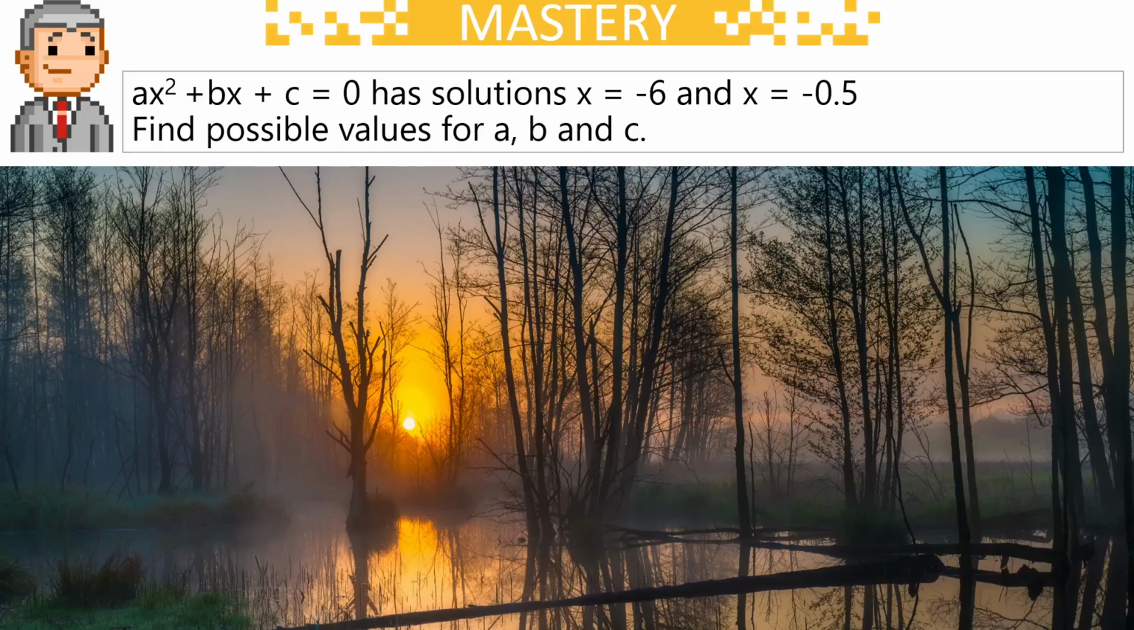Let's finish on this. ax squared plus bx plus c equals 0 has solutions x equals minus 6 and x equals minus a half. Find possible values for a, b and c.